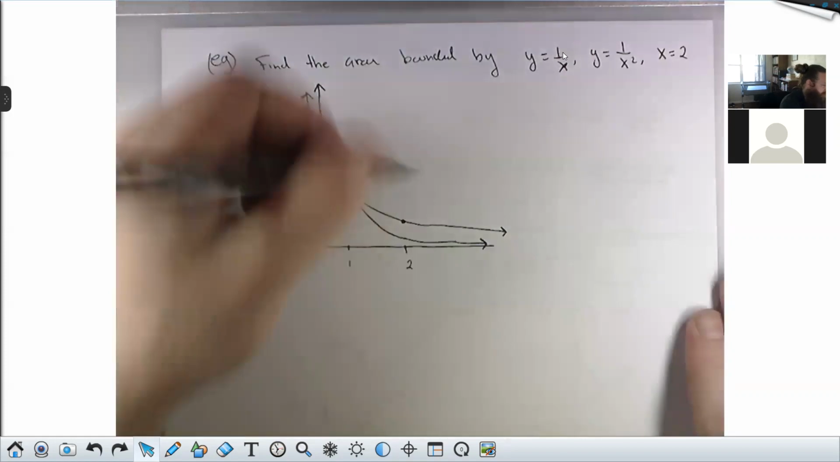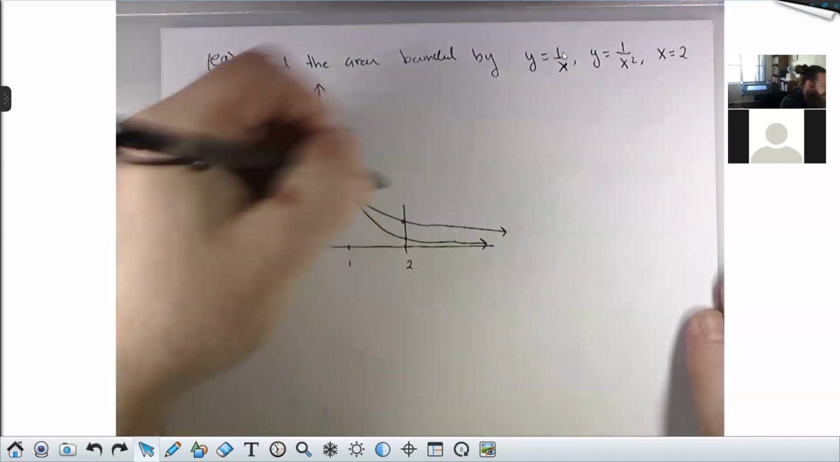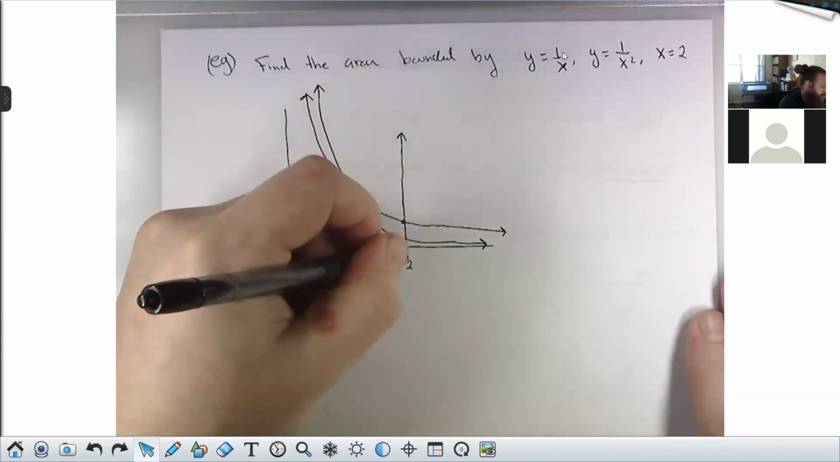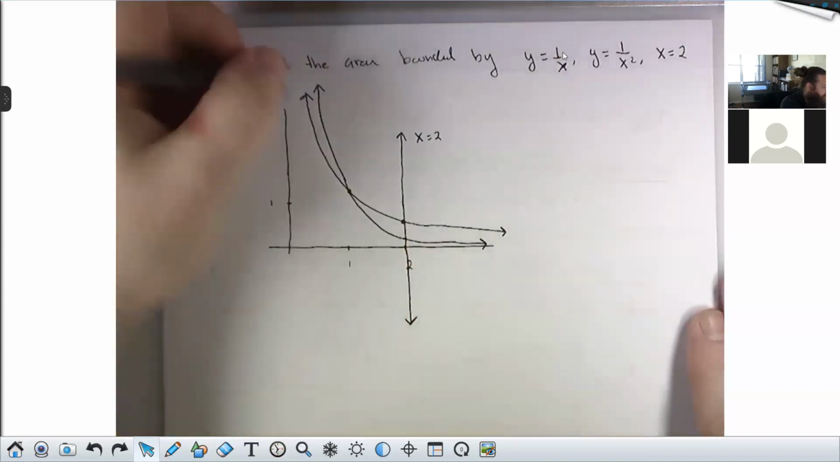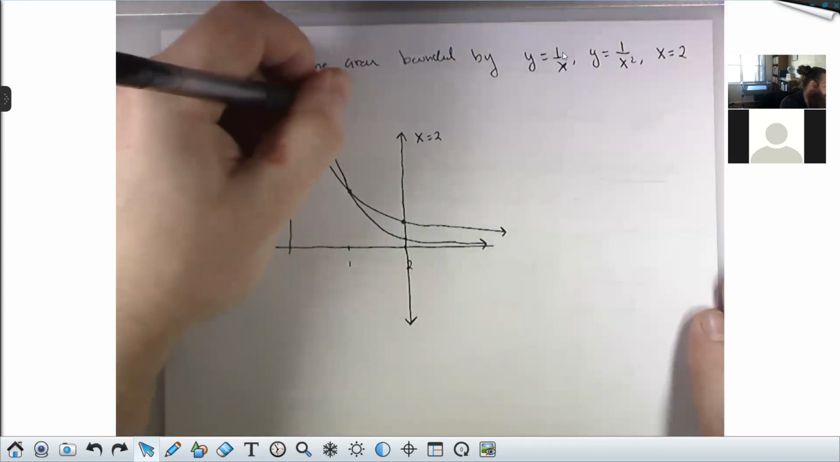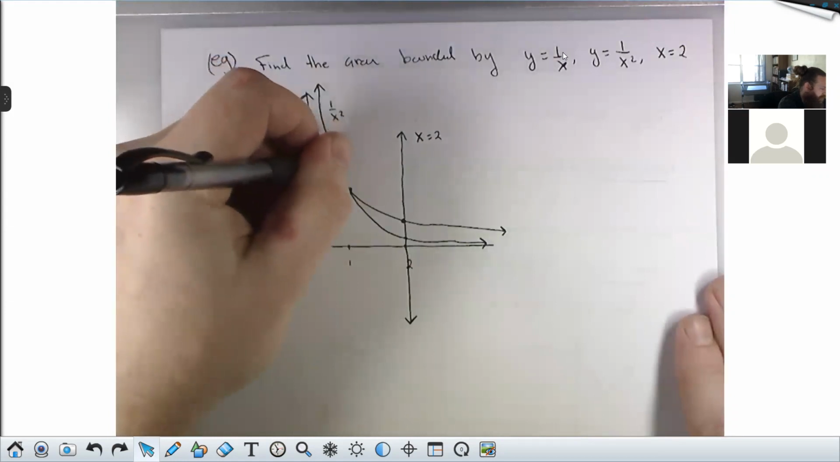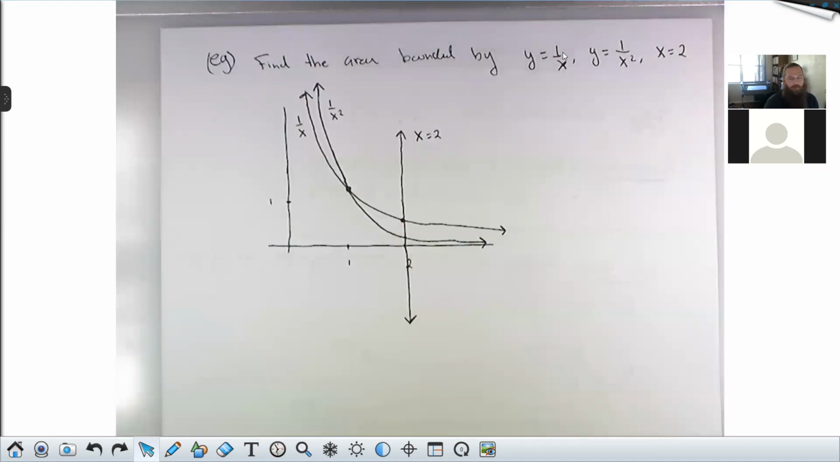And of course, the vertical line x equals 2 is a vertical line going through 2, 0. So this is x equals 2. This guy right here is 1 over x. And this guy right here is 1 over x squared. I think the only thing in this section that really challenges people, at least when it comes to these more basic problems, is not knowing the graphs. So take the time to learn the graphs.